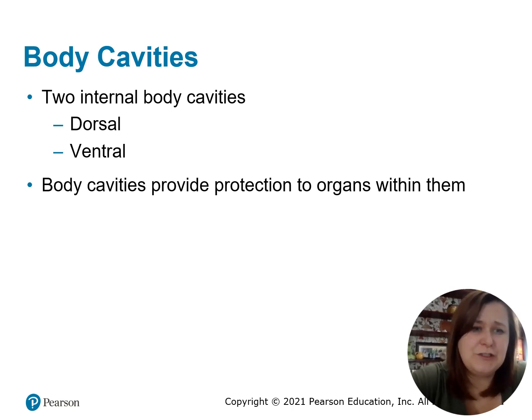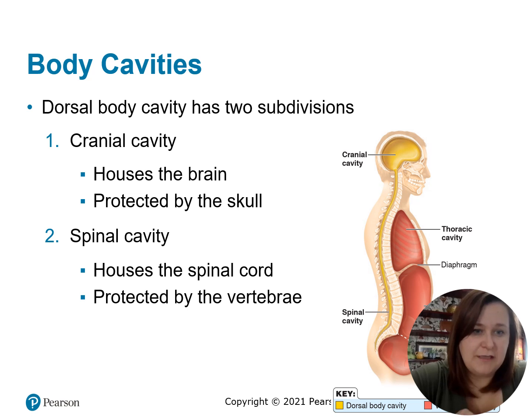The body is going to have two internal primary cavities. That's going to be dorsal and ventral. Body cavities, their whole purpose is to provide protection to the organs within them. You will need to kind of loosely know the organs that are contained in the different body cavities.